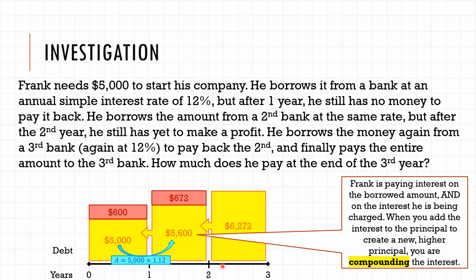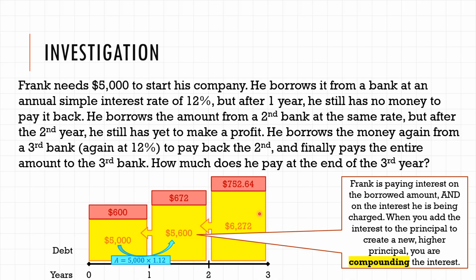But at the end of the third year, how much money does he have to pay back then? This $6,272 is also growing at the same rate. Again, all we have to do is find out what is 12% of his debt. And when we do that, we find out that he's going to pay another $750 in interest, $752.64 specifically.